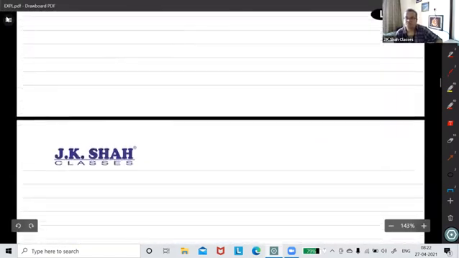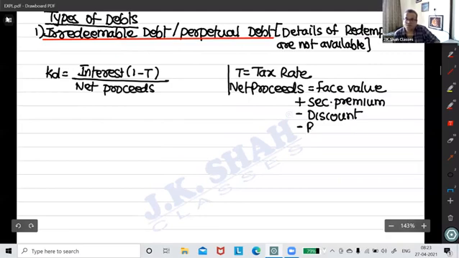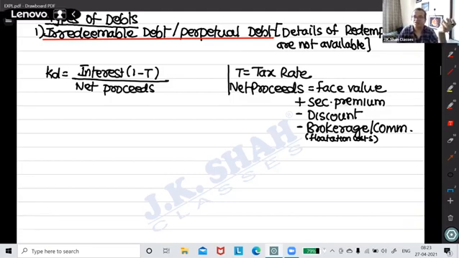Also, less what? Brokerage, if there is any. Commission. What will I call this? I call them flotation cost. If I appoint a broker, someone to carry out the facilitation of the issue, we have bankers who help us to facilitate the issues. So I have to pay them something.